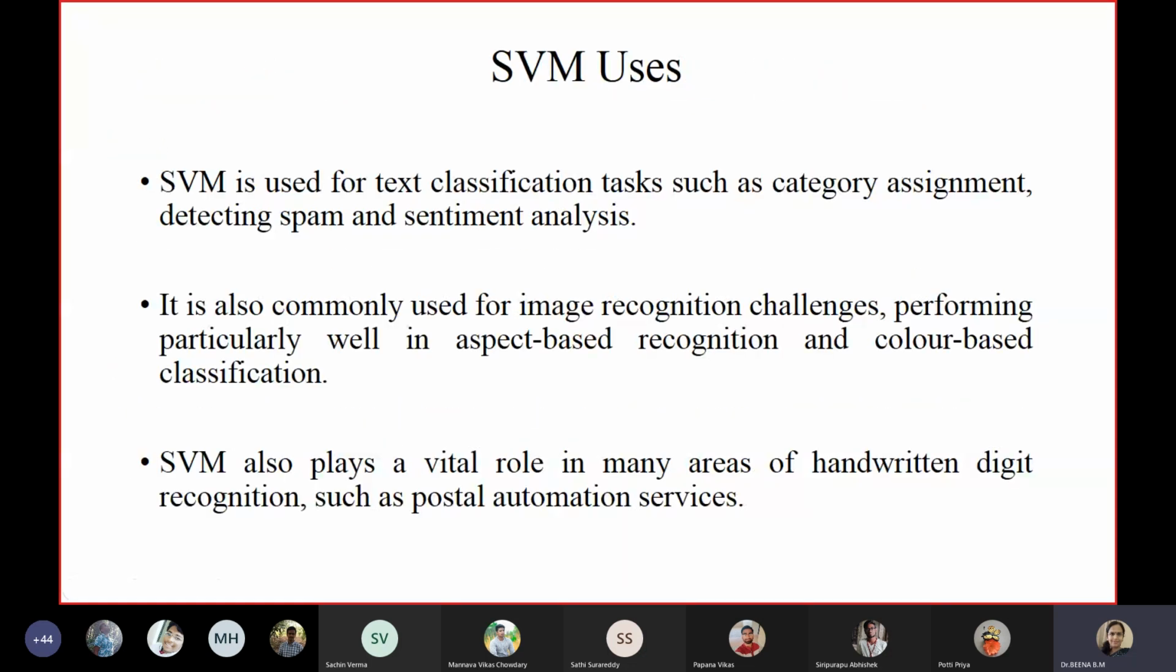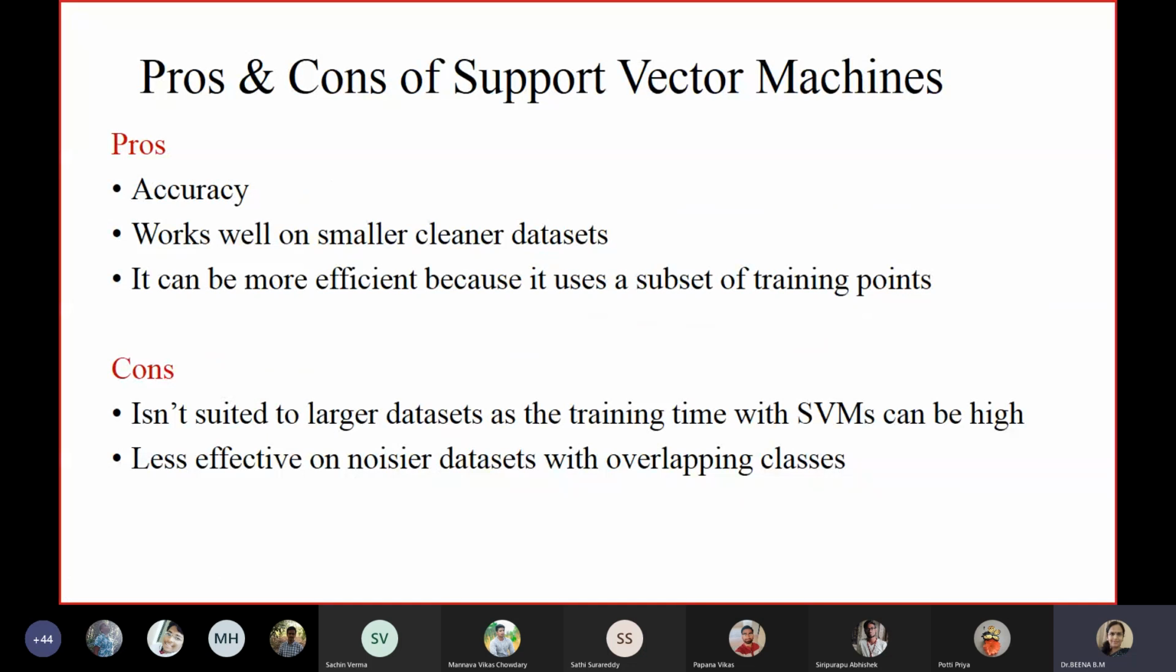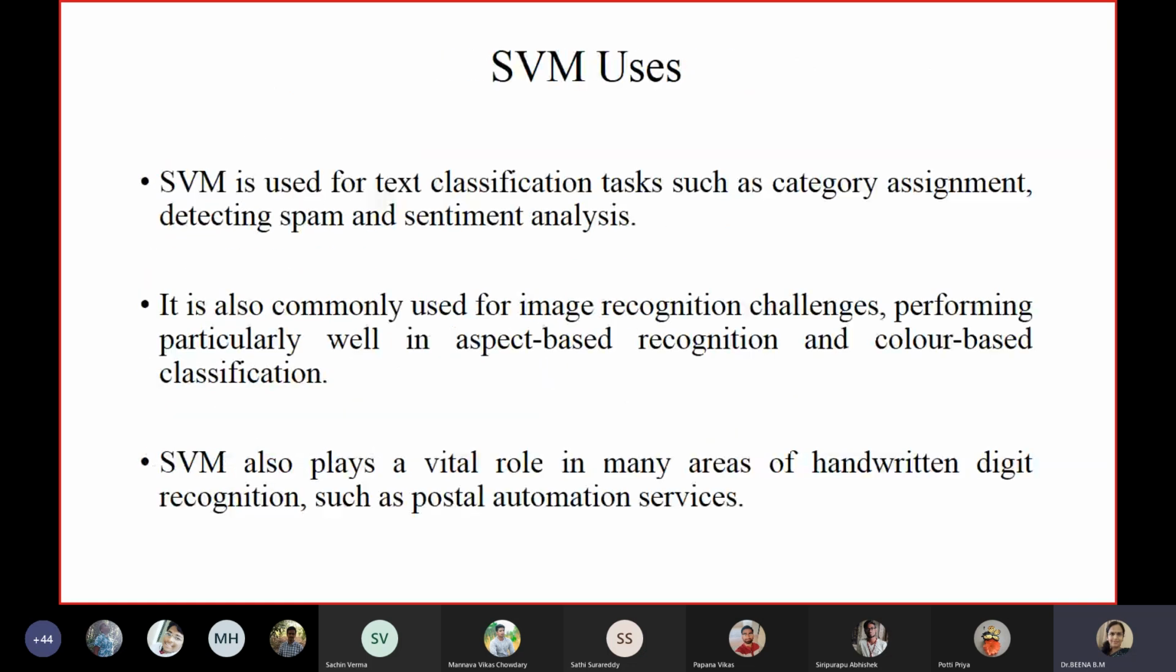You saw the accuracy pros. Please remember, SVM works only for smaller data sets. If the data set is smaller, it predicts well and the accuracy will be good. If the data size is very large, then it performs poorly on prediction. And you saw different SVM use cases. It is used for text classification, such as category assignment, detecting spam, and sentiment analysis.